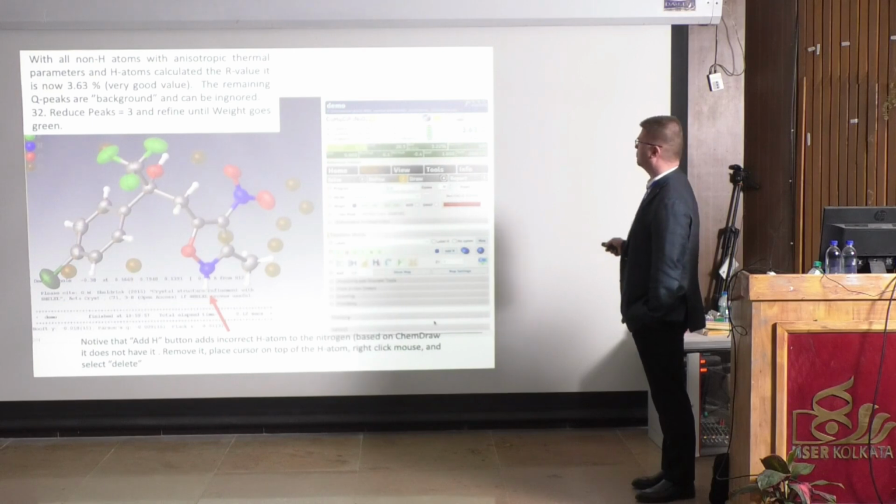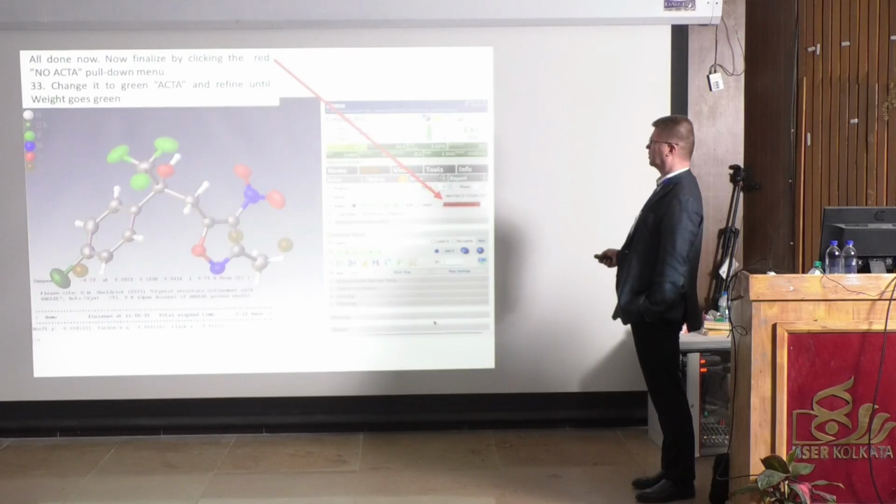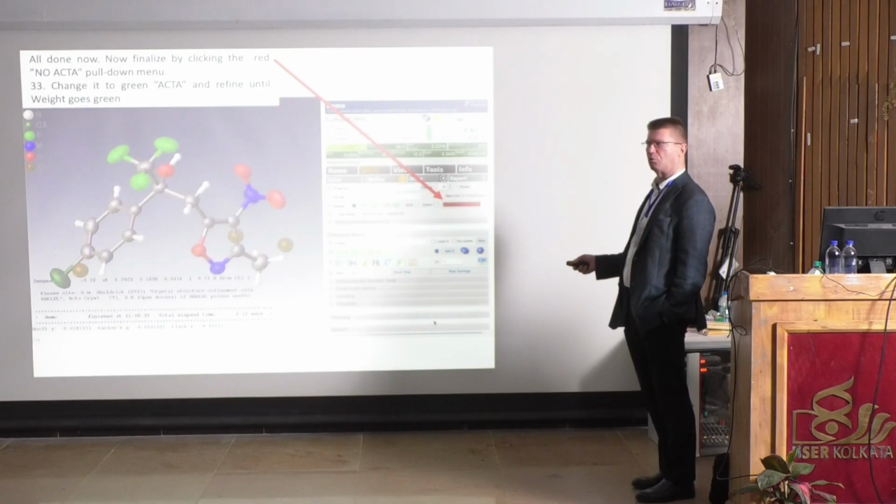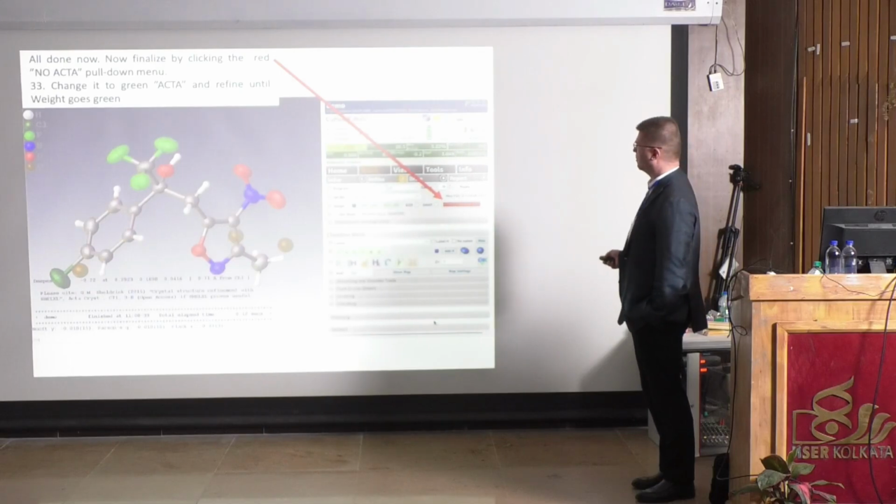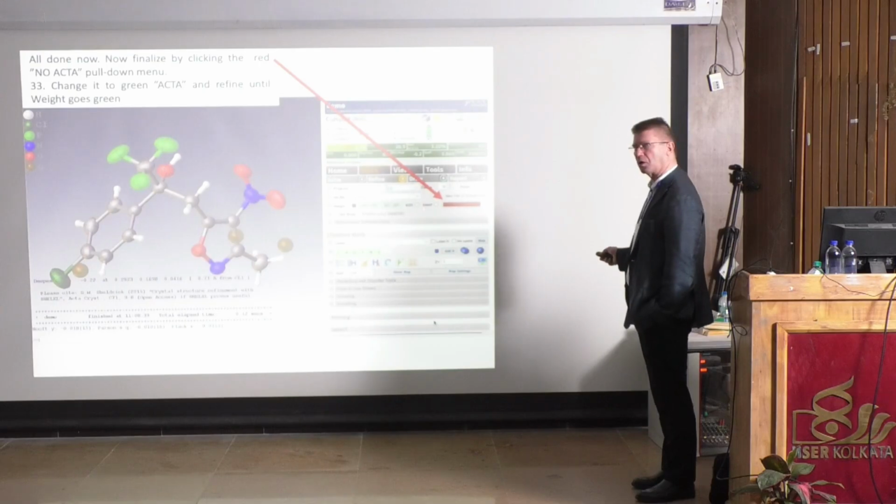So we now reduce the peaks to 10 and refine, so that this goes like that. Now all is done. So this is our structure now. And you can see there's even hydrogen in all that. They are all calculated in there. And now what we have to do, you can see that there has always been a red box here on this side.